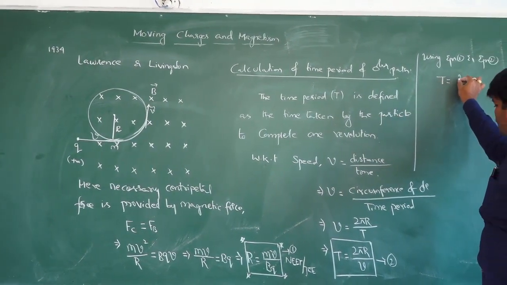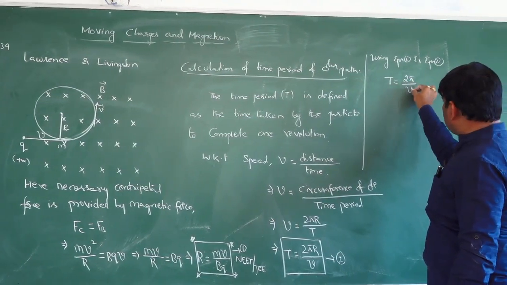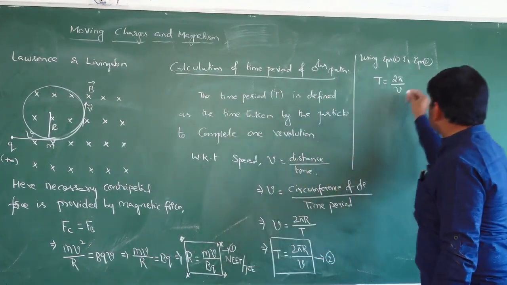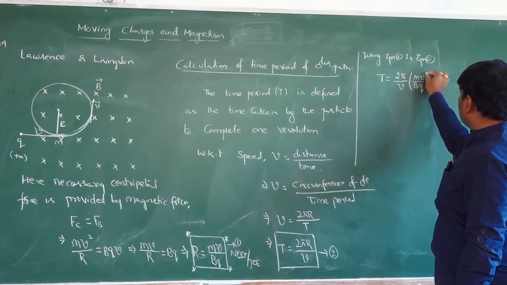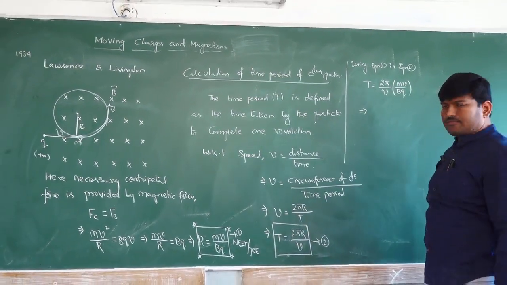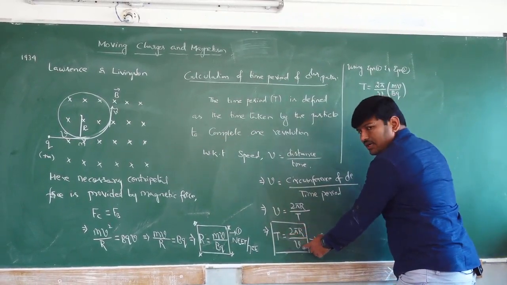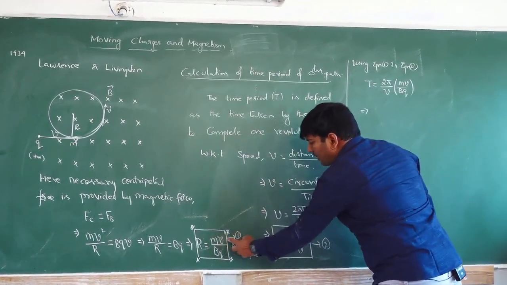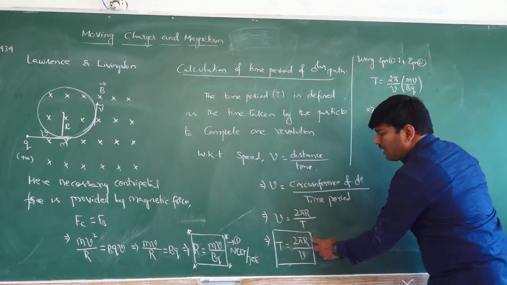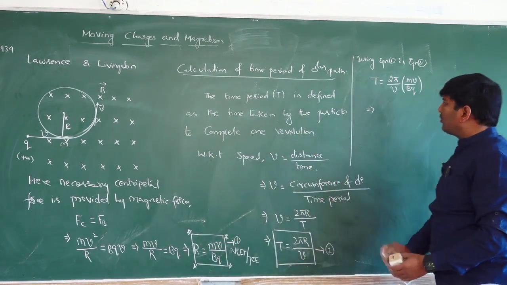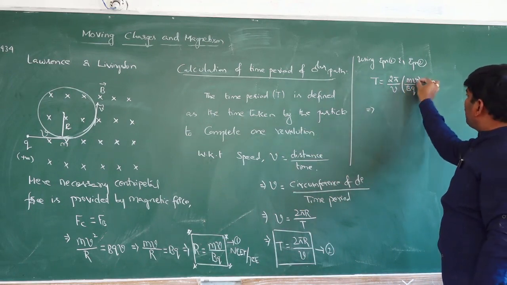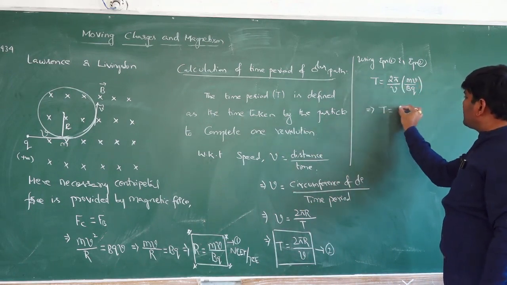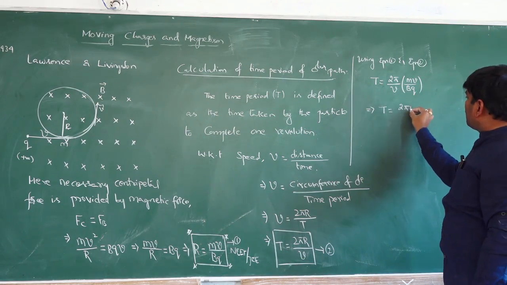T is equal to 2 pi by v into, here radius is nothing but mv divided by bq. So what you are understanding here, T is equal to 2 pi r by v and r is equal to mv by bq. In the place of r, I will substitute this value. Therefore, T is equal to 2 pi by v into mv divided by bq. So v and v will get cancelled. T is equal to 2 pi m divided by bq.